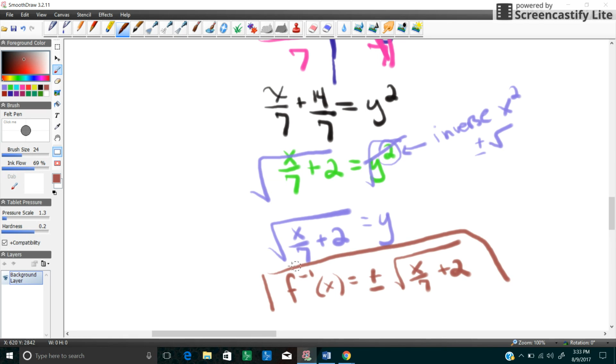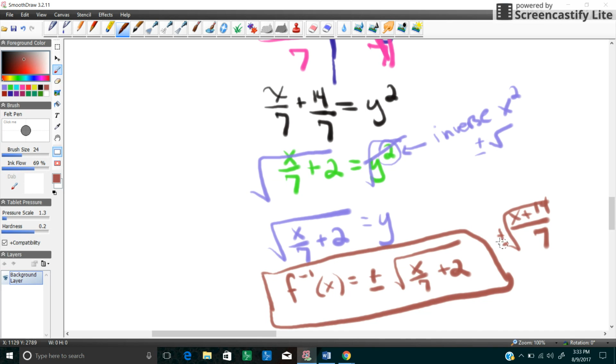And let's just say you hadn't simplified that 2, you just left it as a 14. That would have been correct as well. So this could have also been x plus, what was it, 14 over 7. And that would have been correct as well. But this is a little more simplified.